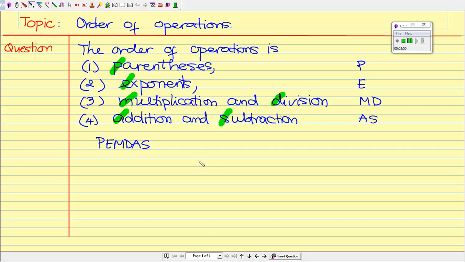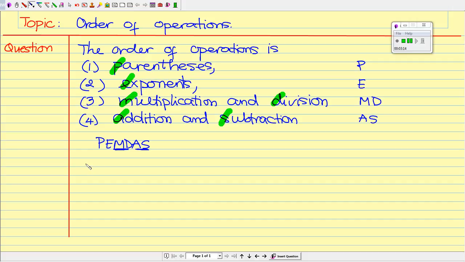Okay, so if you just remember PEMDAS, you will know which one will go first. So parenthesis will be the first one. You have to do it first, and then next you are going to do the exponent, and then you do multiplication and division third, and lastly you will do addition and subtraction. Okay, now let's begin with the example.